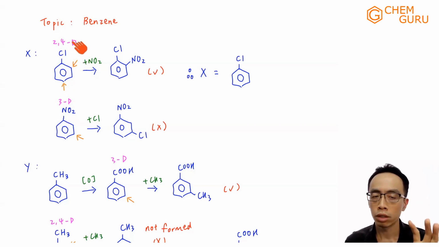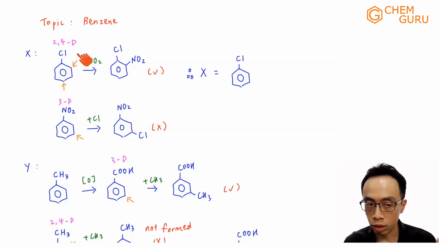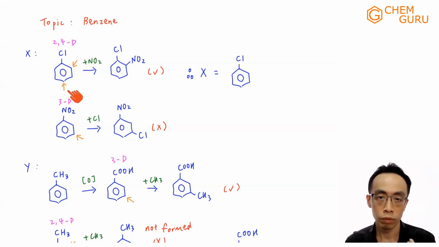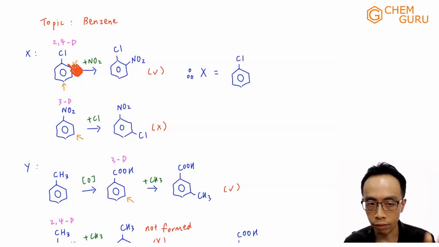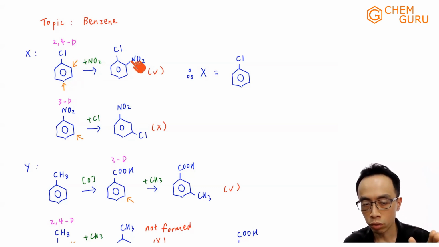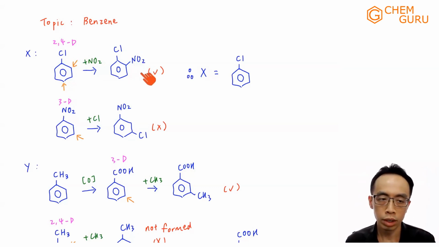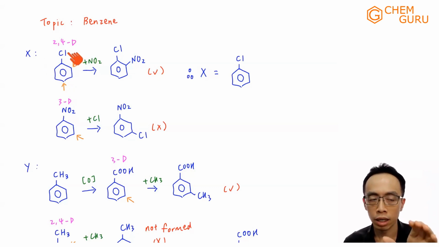Now the Cl group is a 2,4 directing group, and it will direct the incoming group to position 2 and position 4 with respect to itself. So you notice what your chloro group can do is it can direct the nitro group to position 2, which is what we want in the question. So likely your X will be chlorobenzene.